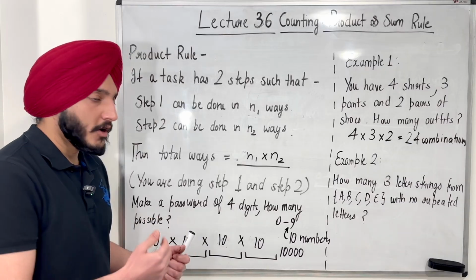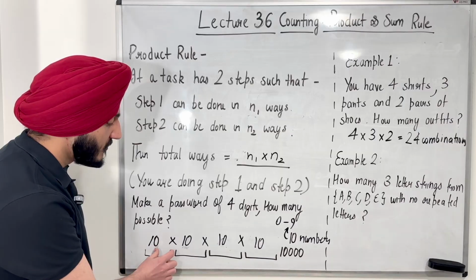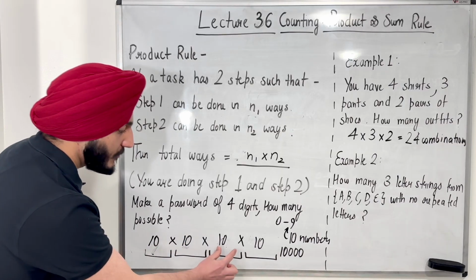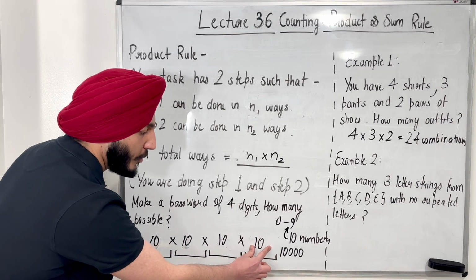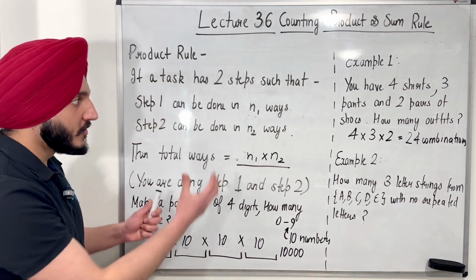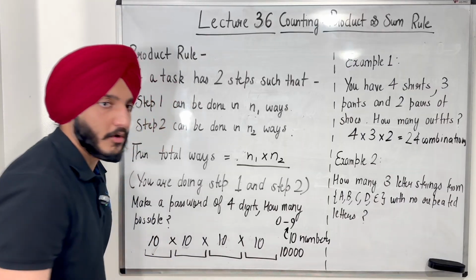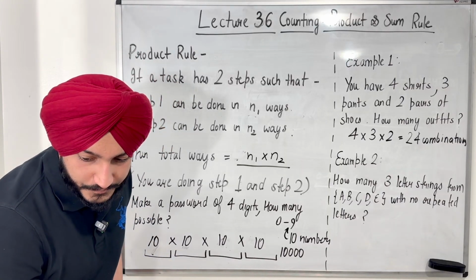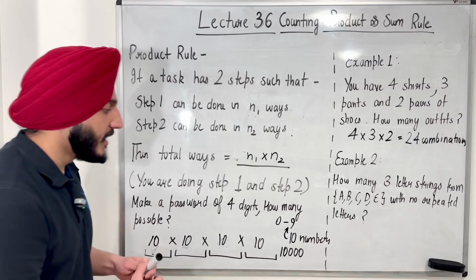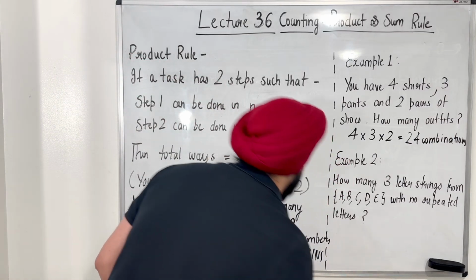You can also think of it this way. Step 1 can be done 10 ways. Step 2 can be done 10 ways. Step 3 can be done 10 ways, and step 4 can be done 10 ways. So combining it, you would use the product rule. You just multiply all of them together, giving you 10,000 possible ways. So in total, you would have 10,000 pins possible.